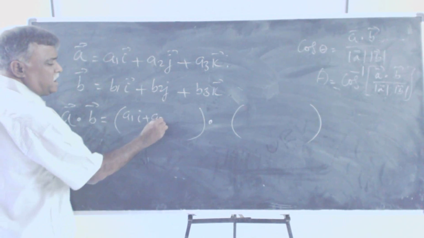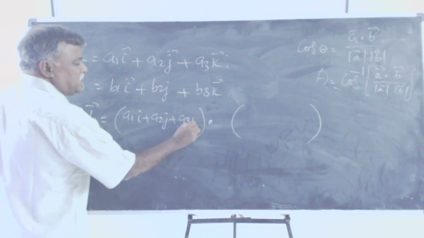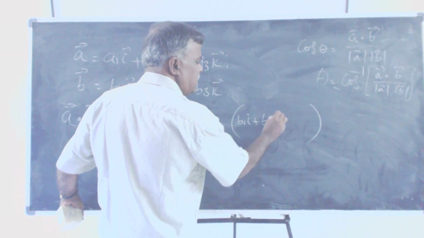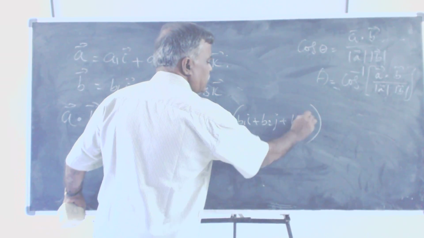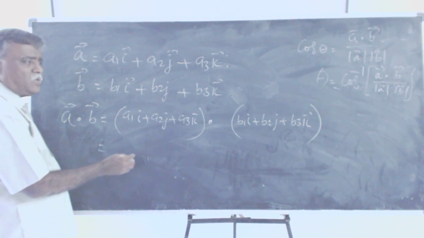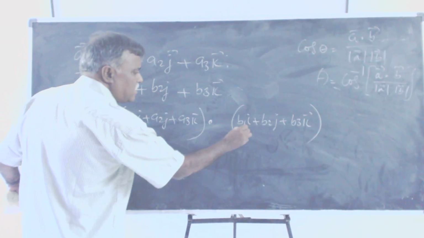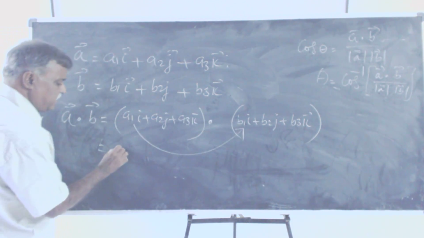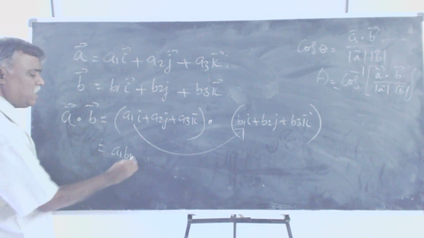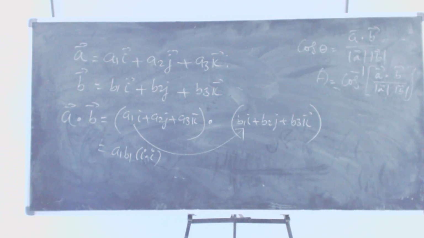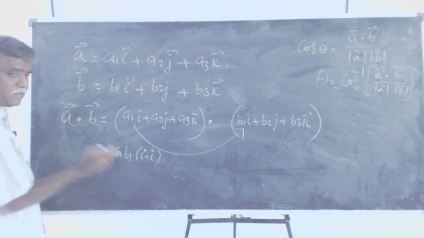A1 i plus A2 j plus A3 k, dot B1 i plus B2 j plus B3 k. Now, as I already told you, this is distributive. Take A1 i with B1 i: A1 and B1 are scalar quantities, only for the vectors you have to take the dot, so i dot i. The scalar quantities are multiplied like this.